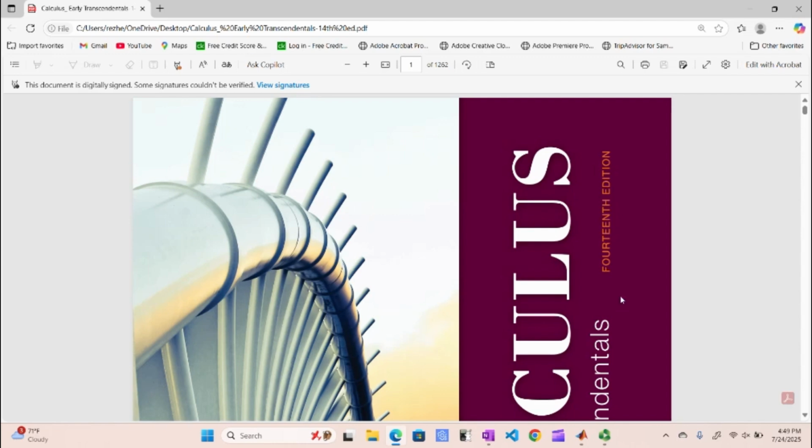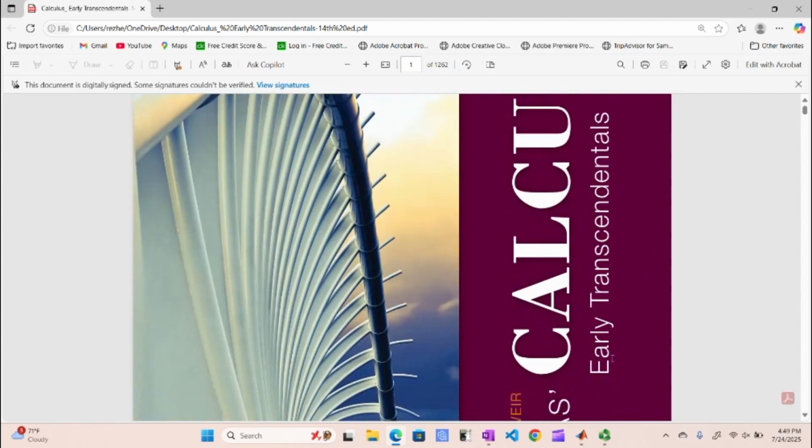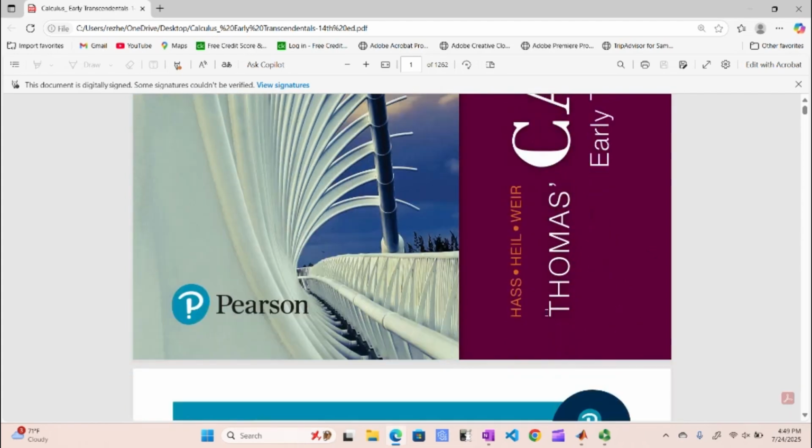This is the book that I'm borrowing this problem from. It's my calculus book, 14th edition, Calculus Early Transcendentals. It's a very good book. This is the book I use to do all my MATLAB videos and look at calculus problems and so on.